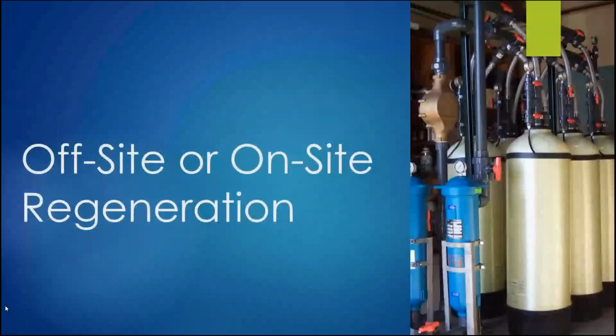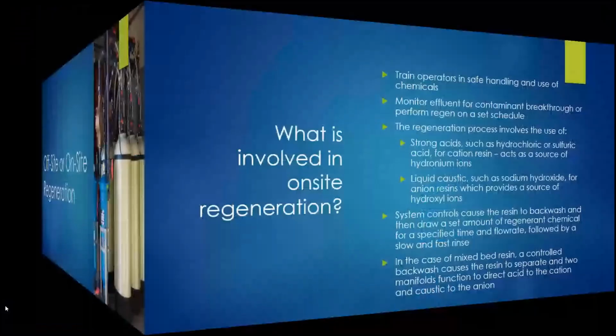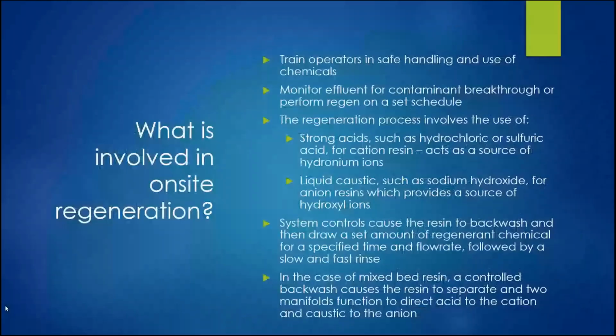So now let's consider if off-site or on-site regeneration is best for your plant. On-site regeneration does involve the storage and handling of strong acids and caustics. It is important that operations be properly trained in handling these chemicals. You will also need to monitor the system to identify when the resin is approaching exhaustion and should be regenerated. Some customers will do this on a set schedule to minimize the possibility of a contaminant breakthrough.